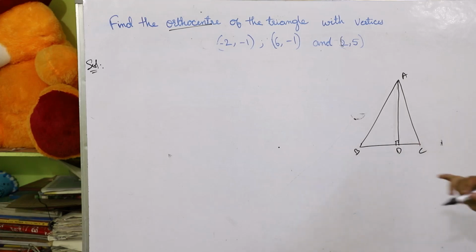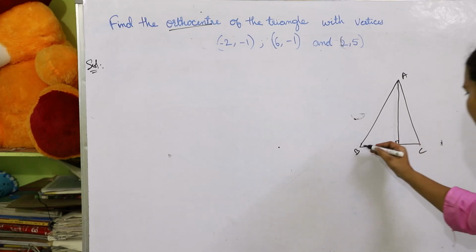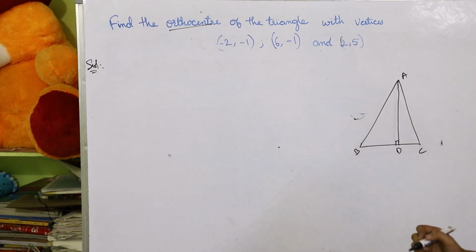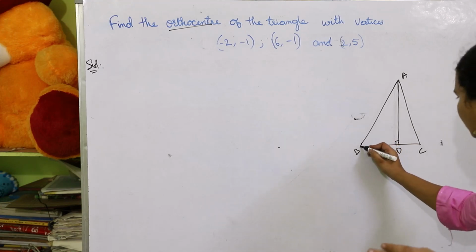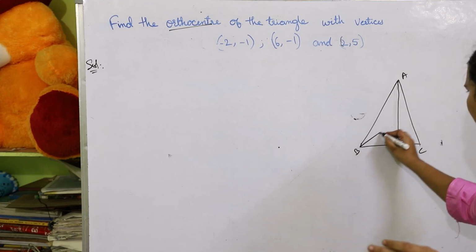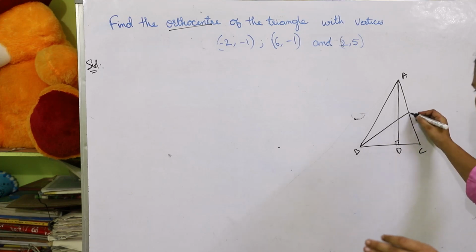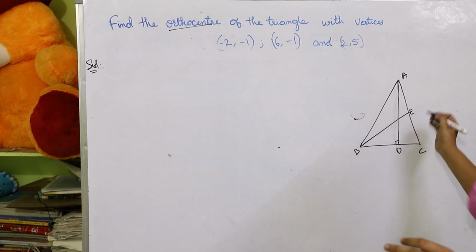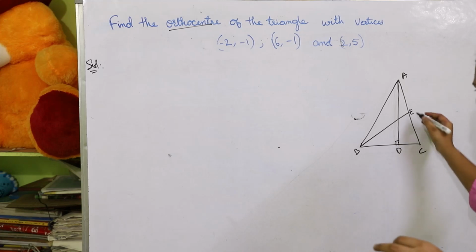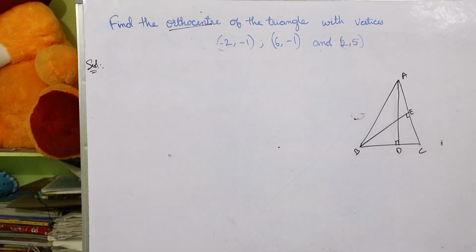As the second step, let us pass another line, from B to this point. Let it be point E. Here BE is perpendicular to AC. So AD is perpendicular to BC, and BE is perpendicular to AC. Perpendicular means 90 degrees, as we know.